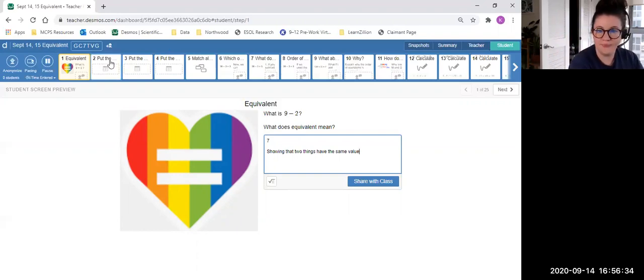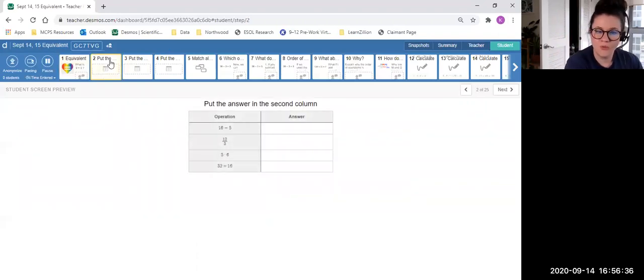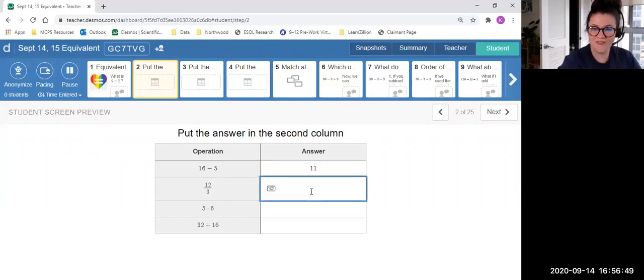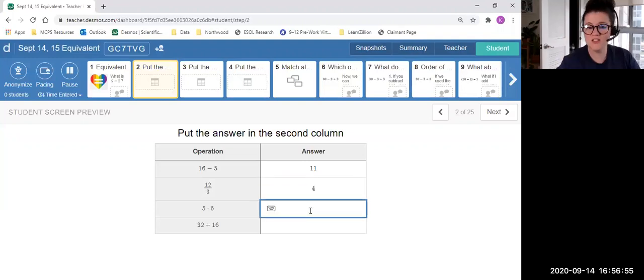Okay, so our next one, what we want to do here is just do the operations, right? So 16 minus 5. Let me see if I can make this any bigger. Oh, I can. 16 minus 5 is 11. This one, when we have a number over the other one, remember it's division, so 12 divided by 3 is 4. That dot shows multiplication.